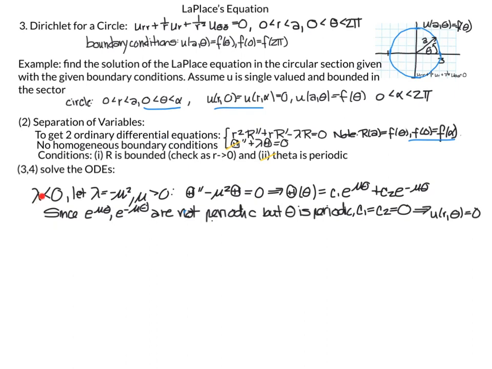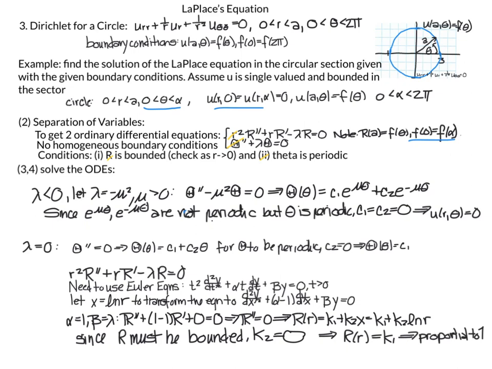Again, we'll start with lambda less than 0 here, and we have our differential equation, very similar to what we had before, actually almost exactly the same. And then we do have a periodic function. Theta is periodic, so C1 is equal to C2 is equal to 0, so u of r theta is still equal to 0. Next we do lambda equal to 0, and our function is the same for theta and for r. So we have that theta and r are both equal to constants.